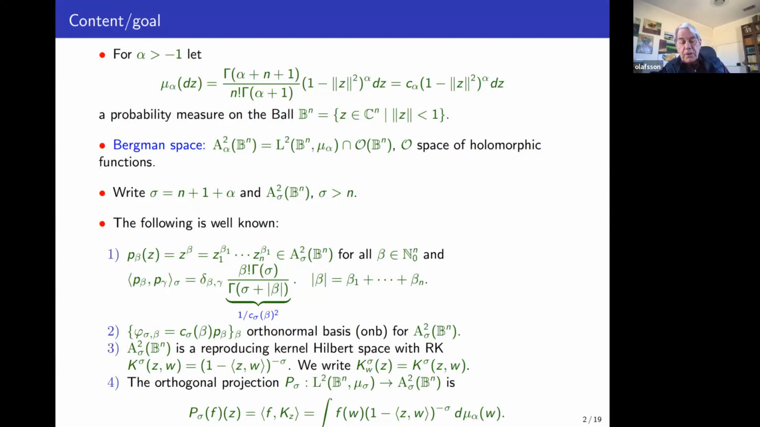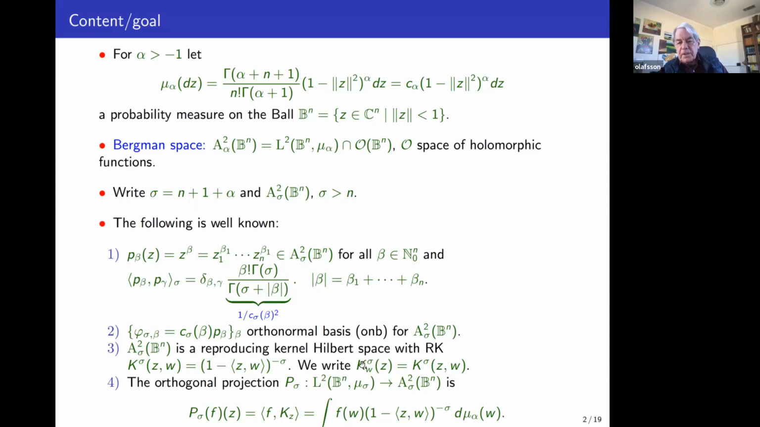The inner product can be calculated, and it is expressed in terms of the beta function. If we re-normalize so that phi sigma beta has norm 1, then we have an orthonormal basis. This is also a reproducing kernel space, which is very well known. It is basic in the theory, and one can calculate it. One way is to take this orthonormal basis, take phi and phi conjugate, and sum it all up. Then one gets the reproducing kernel, which resembles the density of the measure, and this is a positive definite kernel.